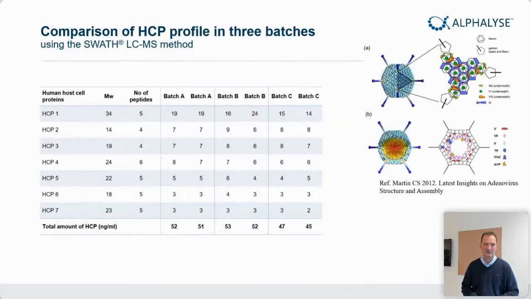So here again, we anonymized the list of HCPs. We found 7 HCPs. The total amount of HCP is summarized at the bottom of the table, so you see nanograms per ml, around 50 nanograms per ml. We compared 3 different batches, and they look quite consistent, perhaps with a little lower concentration in batch C. So we get both the individual viral concentration and the total viral protein concentration.